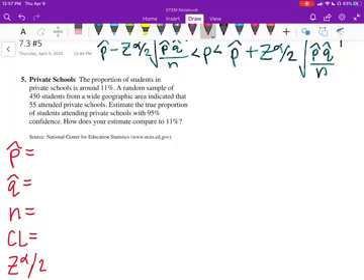Let's find the confidence level first. That's usually the easiest. It's usually at the end. It says estimate the true proportion of students attending private schools with 95% confidence. That's our confidence level.